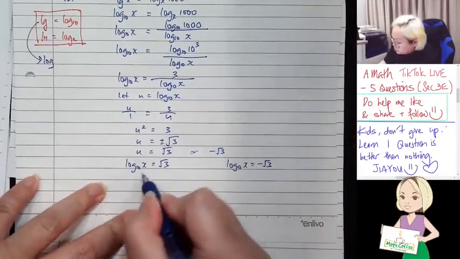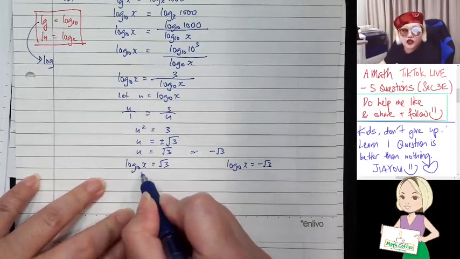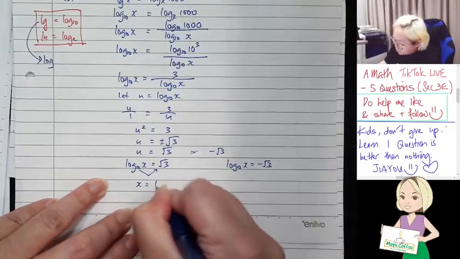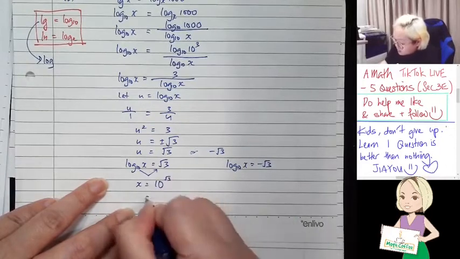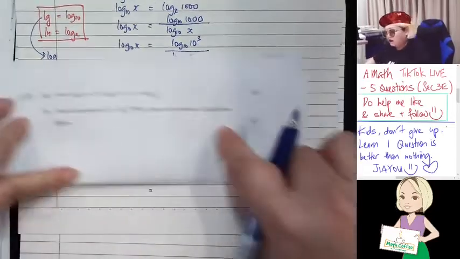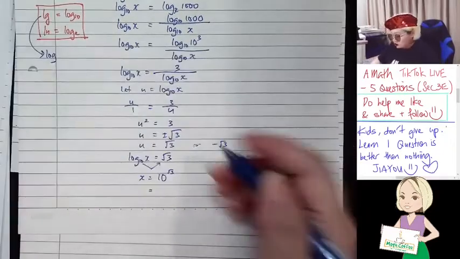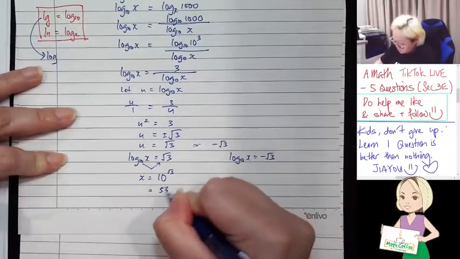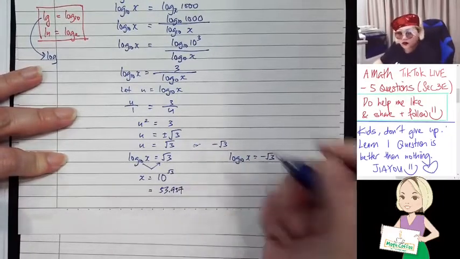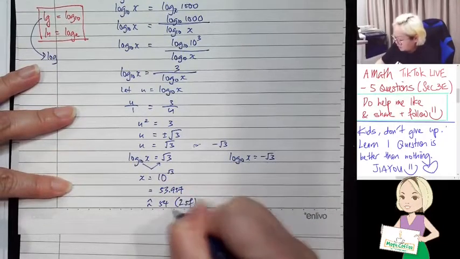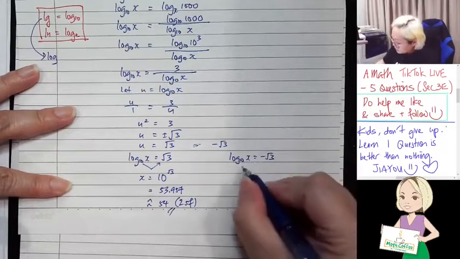Okay, so now we need to solve. Remember I said change it to index form. So this one push up. So my x equals 10 to the power of square root 3. Press calculator. They say give your answer to 2SF. So I will get 53.957. Round it off to 2SF: 54. Done.